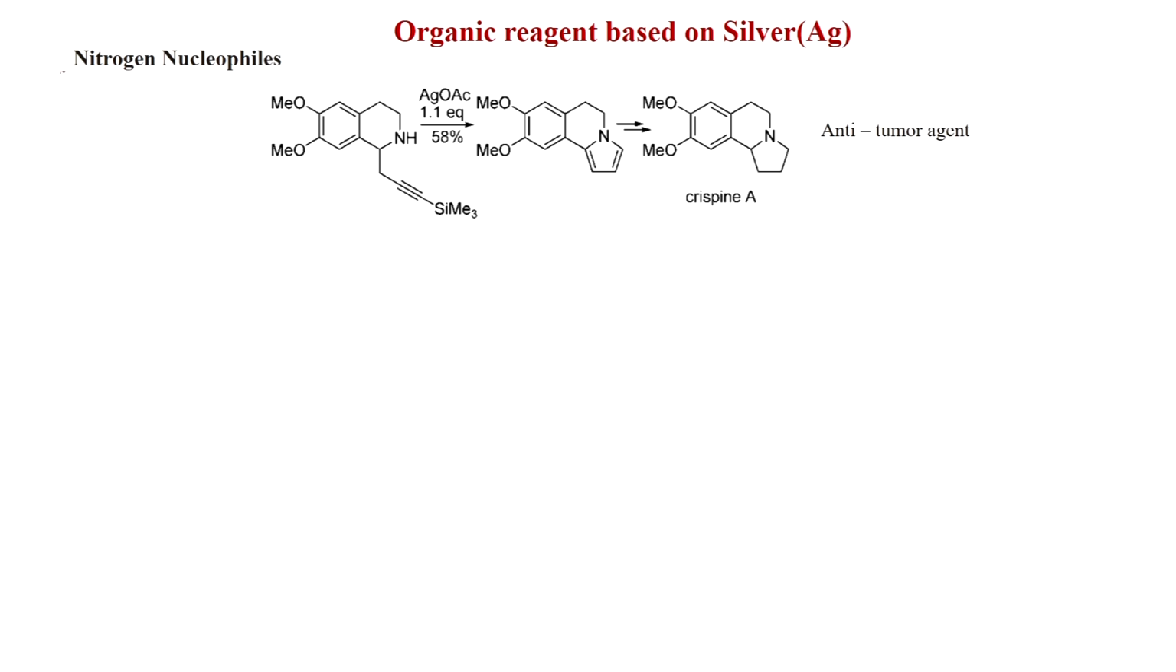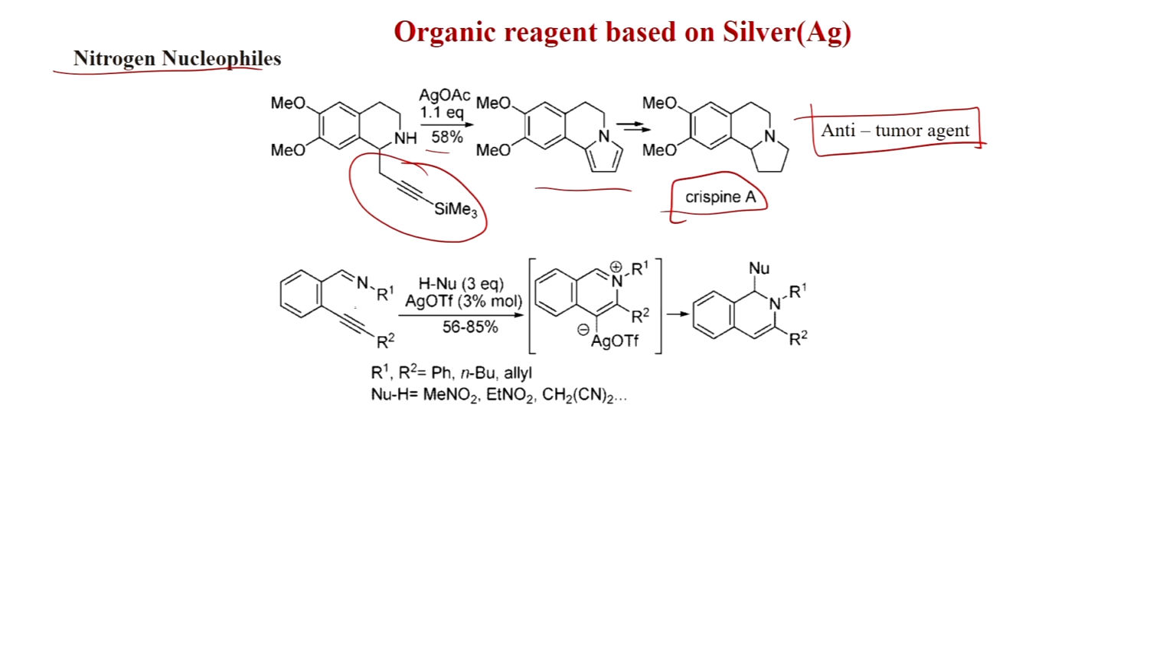More examples of nitrogen nucleophiles. Here you can see the tetrahydroisoquinoline derivative, like this group is there, the triple bond has a trimethyl group. Here also with silver acetate 1.1 equivalent you get this pyrrole formation. So, here also a similar mechanism, and beta hydride elimination and then the proton loss will give this aromatic product, and this can be hydrogenated to make this compound which is called crispine A, and this is an anti-tumor agent. So, this is very important. You can get easily this pyrrolidine-fused tetrahydroisoquinoline by this strategy.